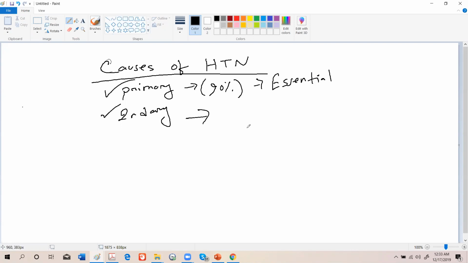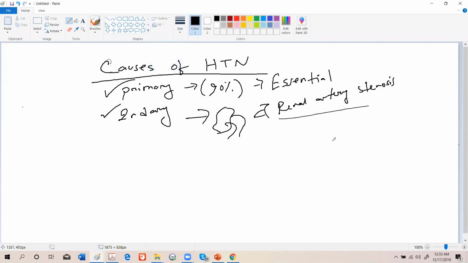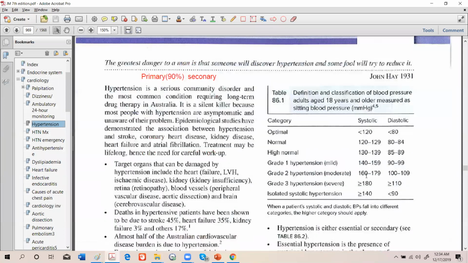Now there's a secondary cause, for example, if there's a kidney problem that can lead to hypertension, like renal artery stenosis. These particular things are secondary causes of hypertension. Also a heart condition, like coarctation of the aorta. So there are certain causes out there that can lead to hypertension, Cushing syndrome can lead to hypertension, and certain other things. Let's see some of the causes which can lead to secondary hypertension.